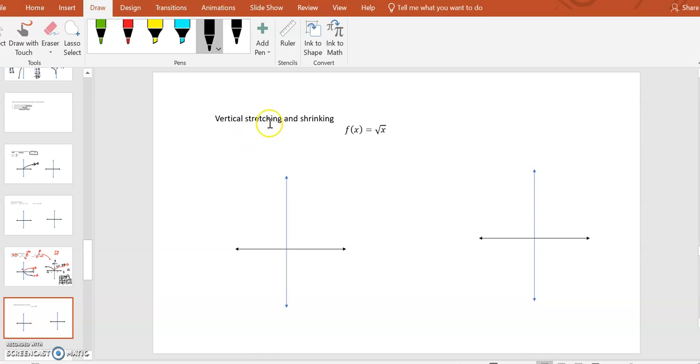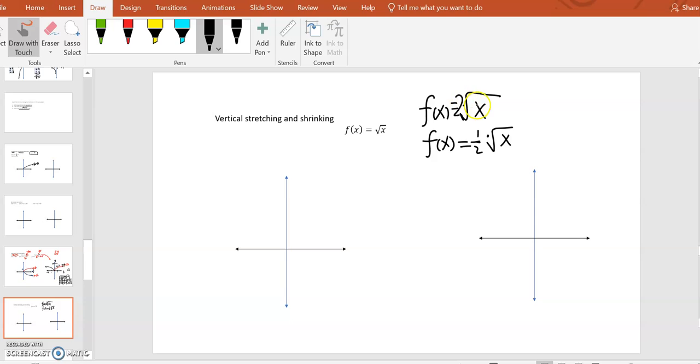It's called vertical stretching and shrinking. So this time, previously we multiplied by -1, but what if we want to multiply by a number like, say, 2? So I'm going to take the entire function, square root of x, and multiply by 2. Or I could take the function and multiply by 1/2. So let's see how that changes the graph.